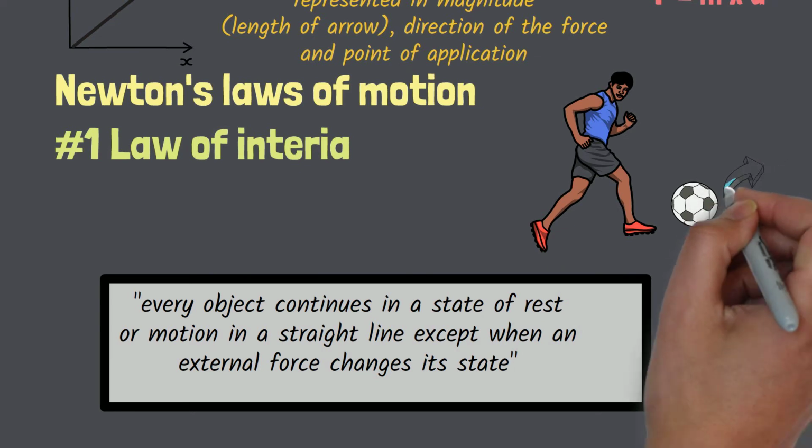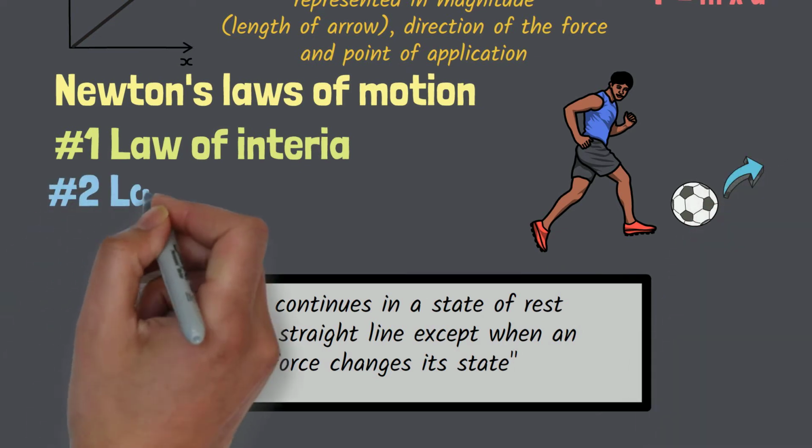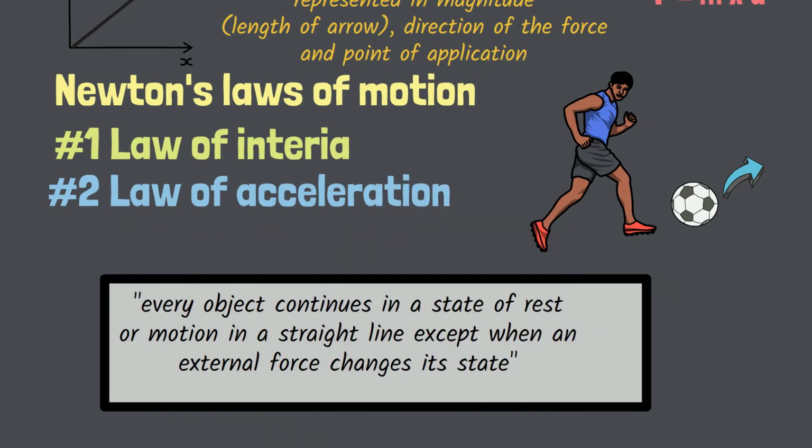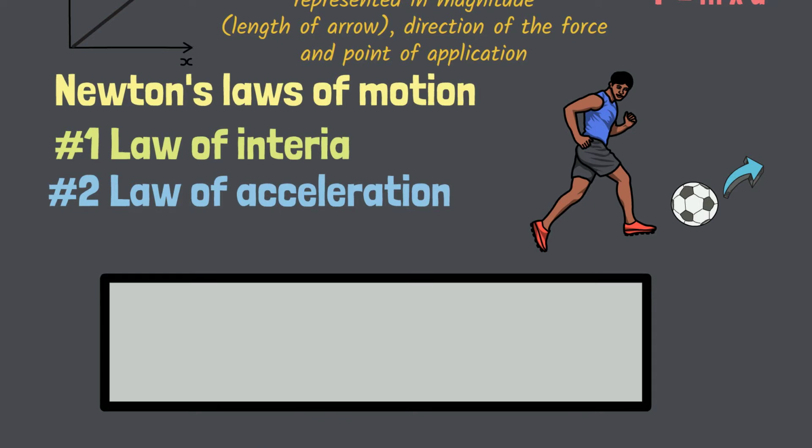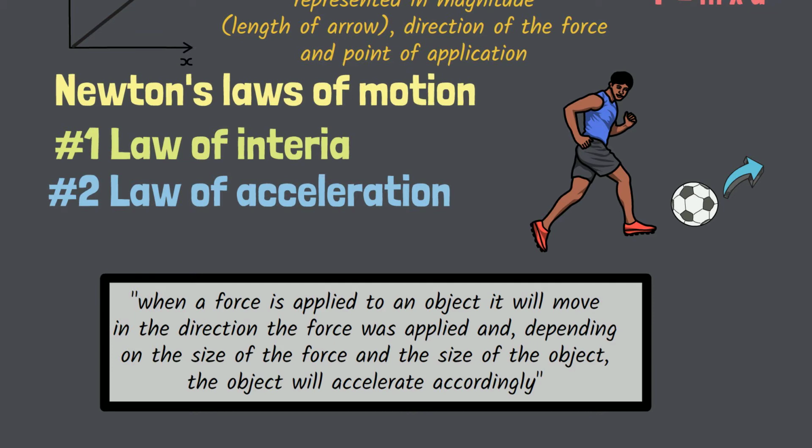state of motion. Newton's second law is the law of acceleration, which is when a force is applied to an object, it will move in the direction the force was applied, and, depending on the size of the force and the size of the object, will accelerate accordingly. Again, back to the soccer ball. The bigger the kick, or the greater the force, the further the ball is going to move. Similarly, if the mass of the ball was greater, it wouldn't move as far.